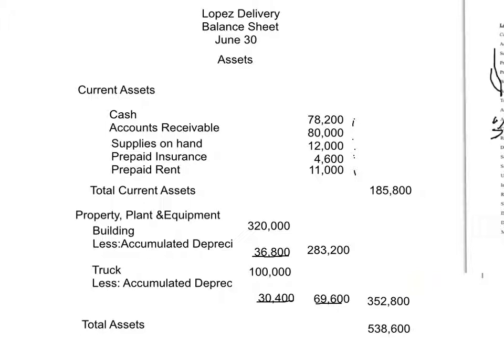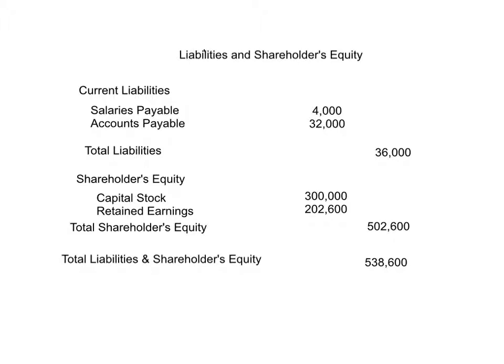So therefore the total of these two assets, the building and the truck, is $352,800, and therefore the total assets are $538,600. And those are the assets. Next will be the liabilities and the shareholders' equity. This is the liabilities and shareholders' equity.